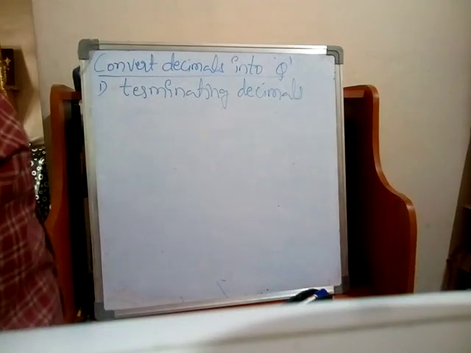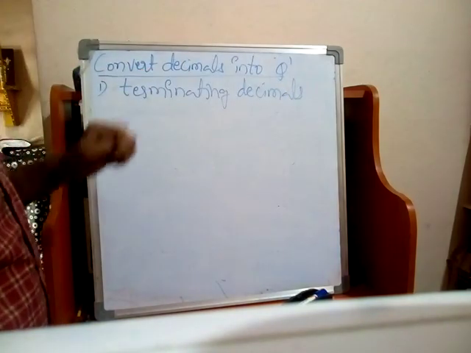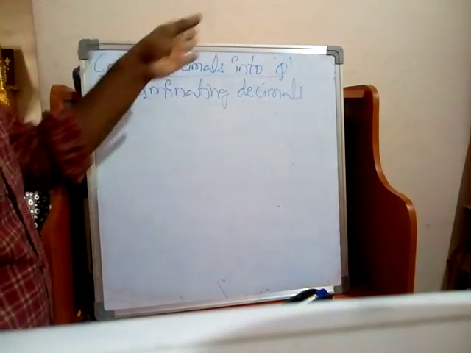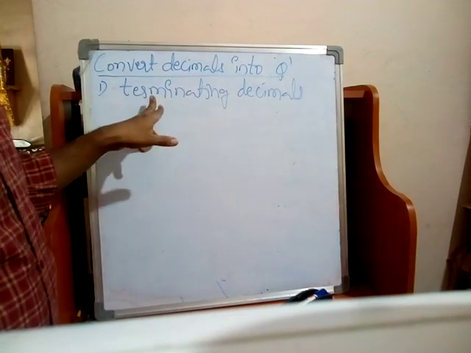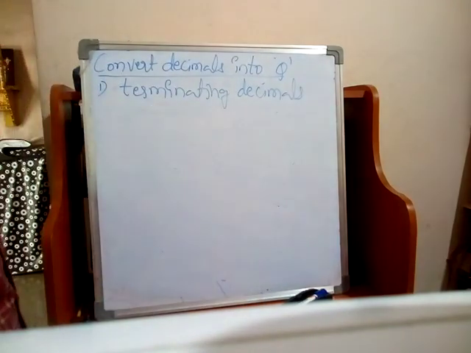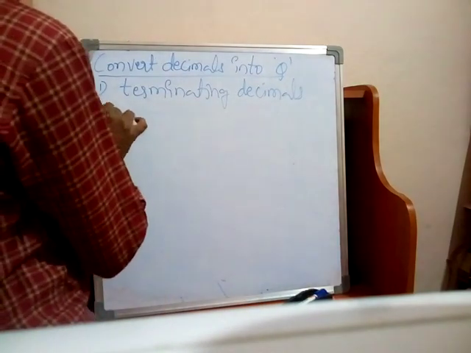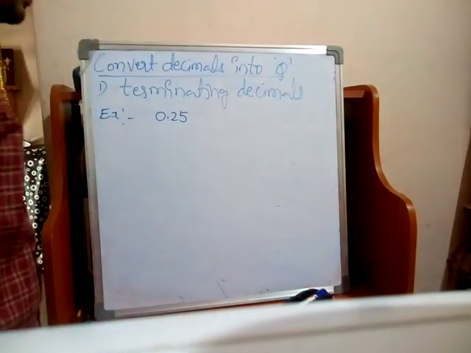So next one, continuation. Convert decimals into rational numbers. Convert the given decimal into rational numbers. Your first one: decimals are of two types. Taken as terminating decimal. So convert terminating decimals into rational numbers. For example, see this example, 0.25. Okay, that is a terminating decimal.